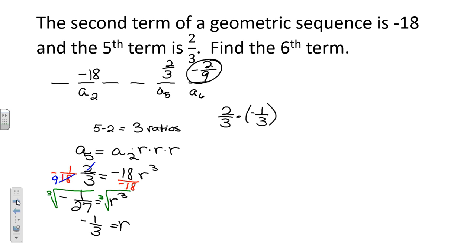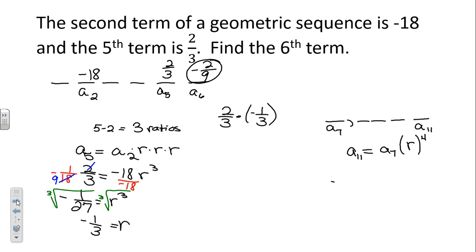So to clarify this and make sure you understand it, let's say that we knew the 7th term and the 11th term. Okay. A sub 11 is going to be equal to a sub 7 times how many ratios? 4, because 11 minus 7 is 4, right? So this will be r to the 4th. Does that make sense? Okay.